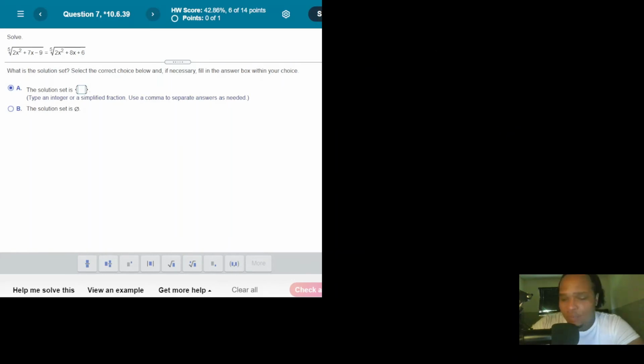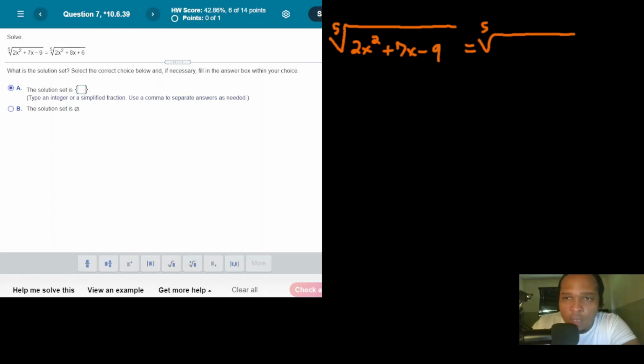Okay, we have the 5th root. They're really trying to up the ante. All right, so we have the 5th root of 2x squared plus 7x minus 9 is equal to the 5th root of 2x squared plus 8x plus 6. So once again, we can go ahead and take the 5th power of both sides.